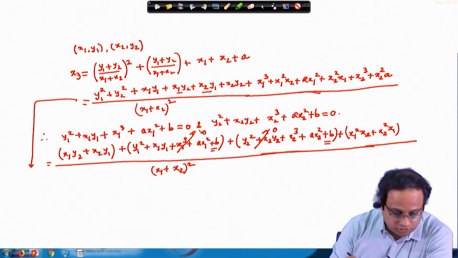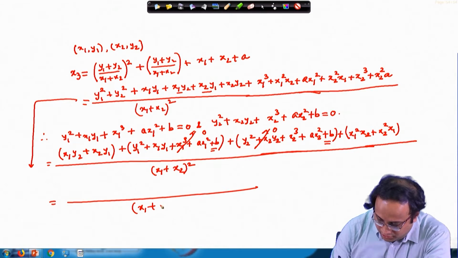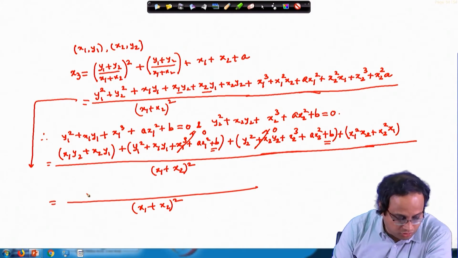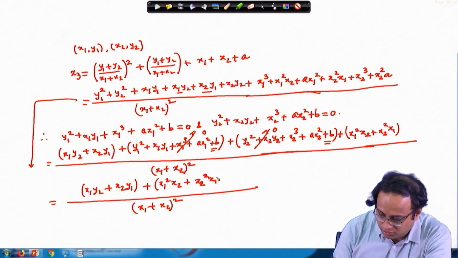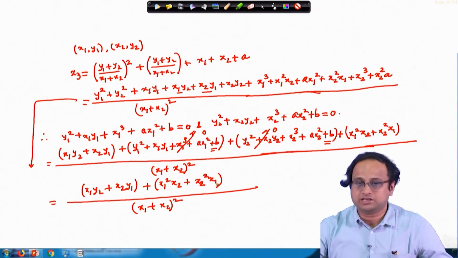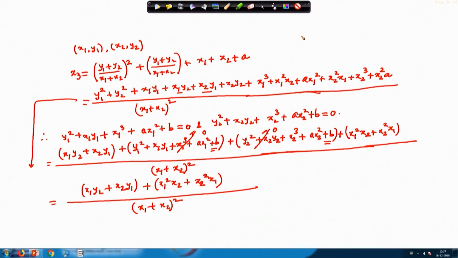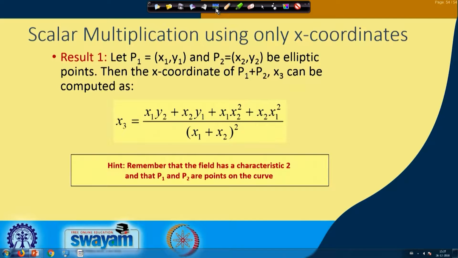So, finally, I have got this result where I can write the numerator. The denominator is x1 plus x2 whole square, but in the numerator I have got x1 y2 plus x2 y1 plus x1 square x2 plus x2 square x1. Okay, so this is essentially nothing but the addition operation, and that is the result that we have here, and that essentially is this equation.